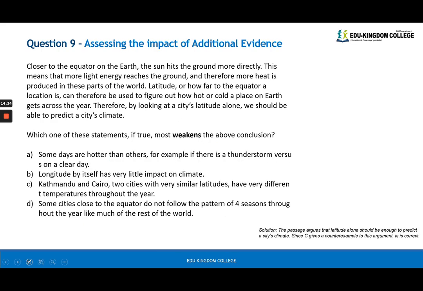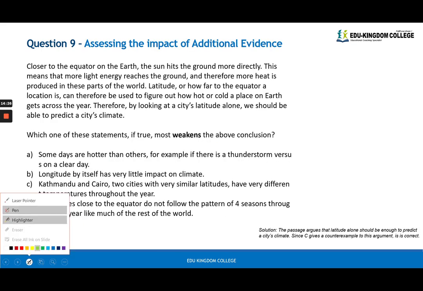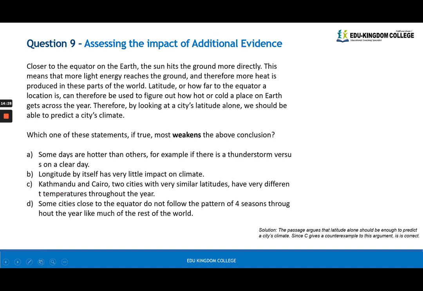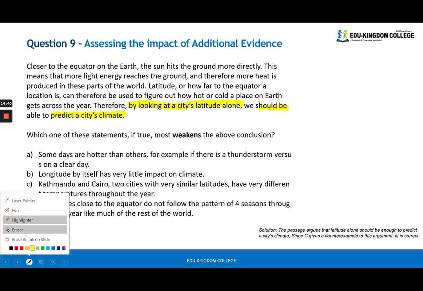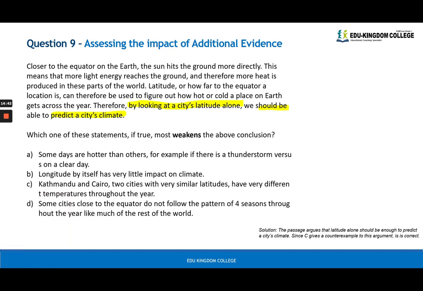And lucky last question, assessing the impact of additional evidence. Which of the following, if true, weakens the conclusion? The conclusion is by looking at city latitude alone, we should be able to predict a city's climate. Okay, we're talking about only latitude. So what is a contradicting bit of evidence?